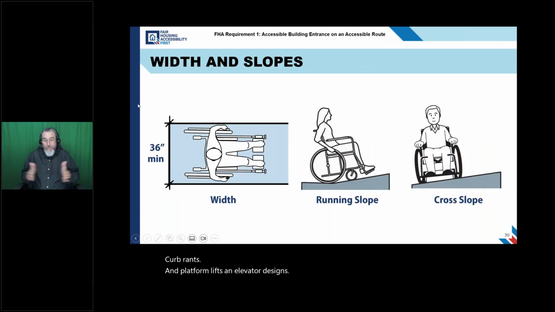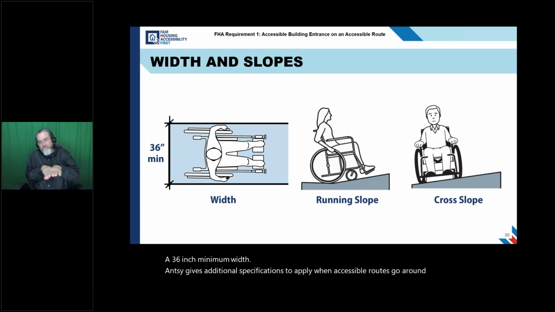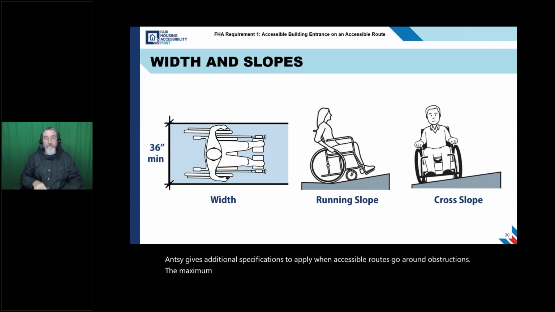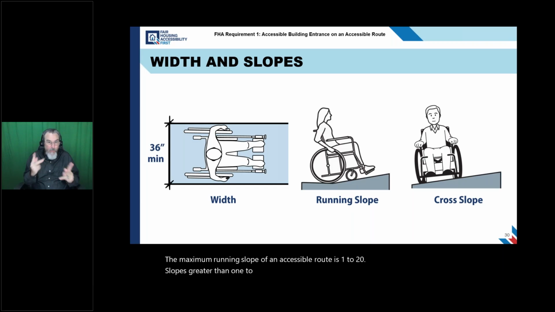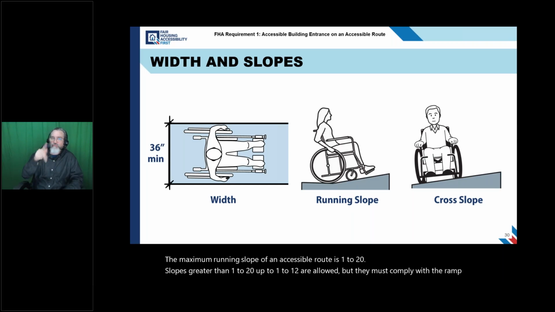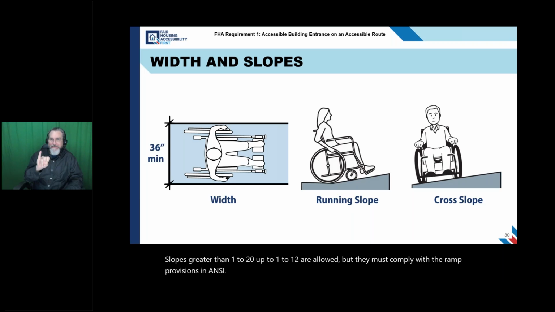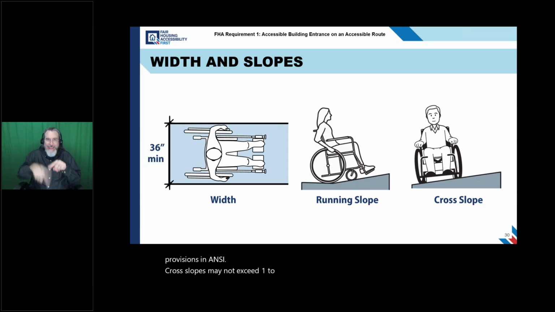Width and slopes. The general specifications for width and slope include a 36-inch minimum width. ANSI gives additional specifications to apply when accessible routes go around obstructions. The maximum running slope of an accessible route is 1 to 20. Slopes greater than 1 to 20 up to 1 to 12 are allowed, but they must comply with the ramp provisions in ANSI. Cross slopes may not exceed 1 to 50, which is approximately a 1/4 inch per foot or 1 to 48.